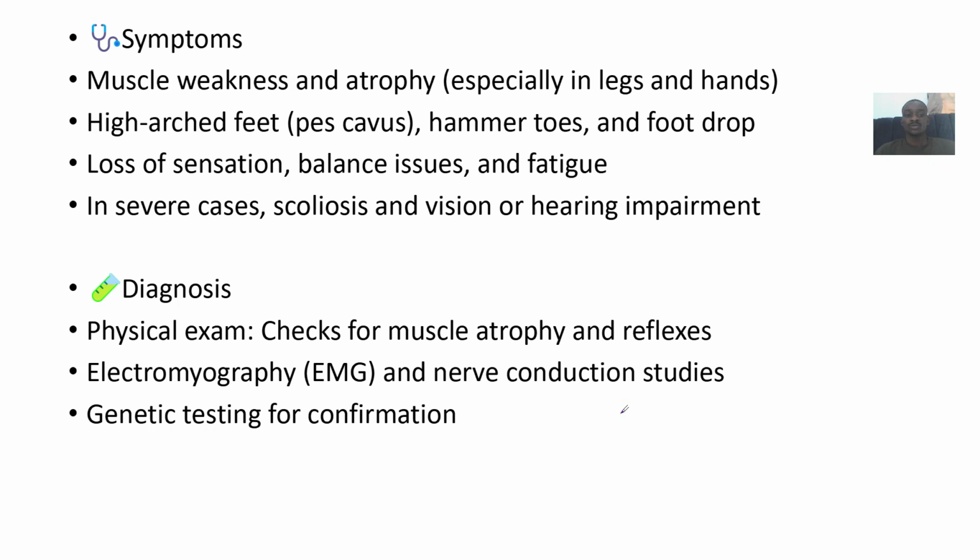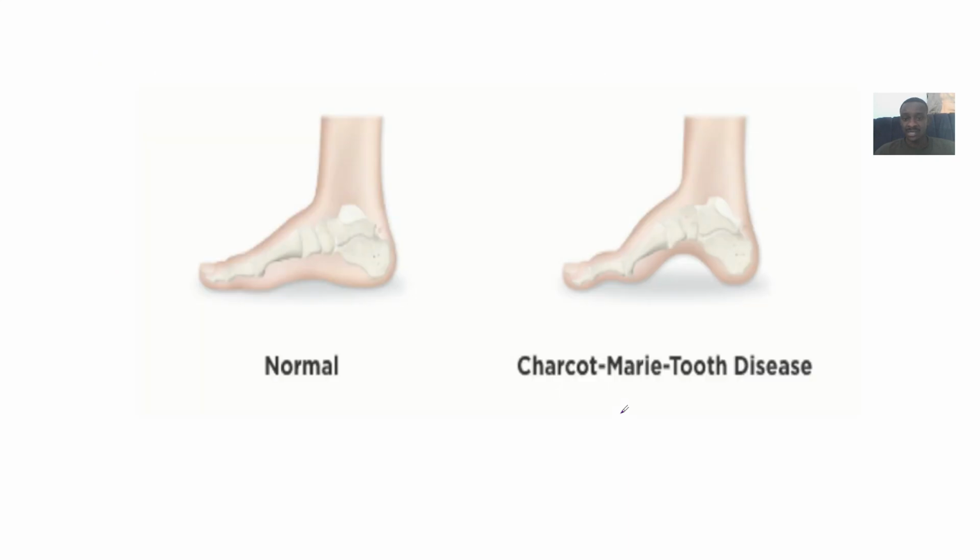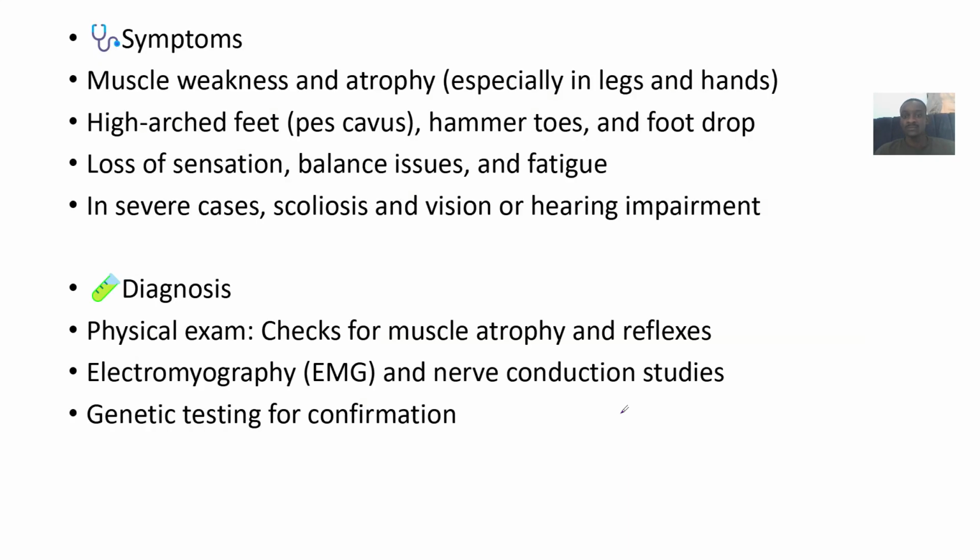Okay. So what are the symptoms? Muscle weakness and atrophy, especially in the legs and hands. High arched feet, that's pes cavus. Hammer toes, foot drop, loss of sensation. The person has balancing issues, right? Is tired. In severe cases, scoliosis can come in, vision issues, or hearing impairment.